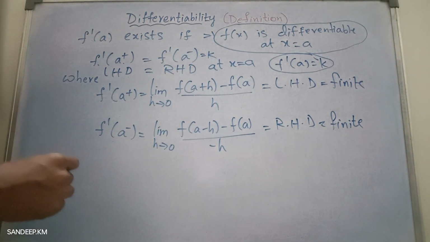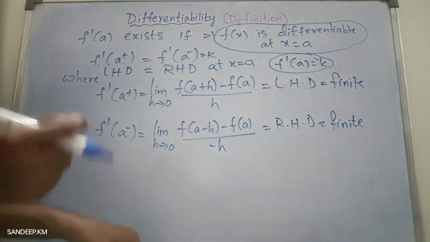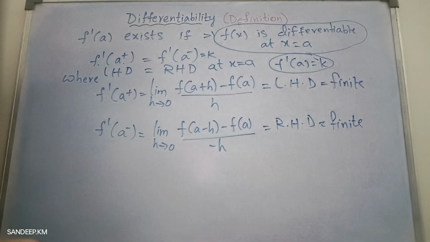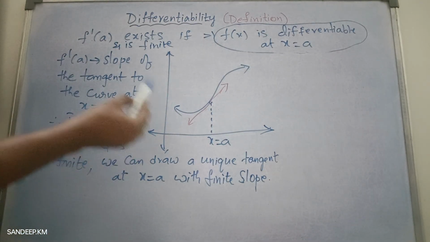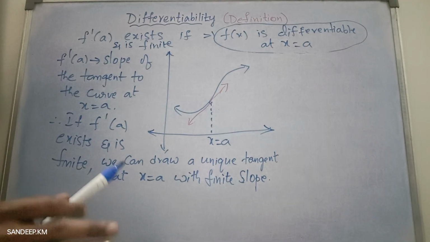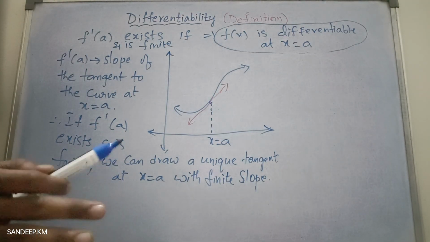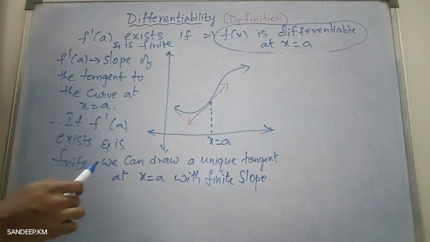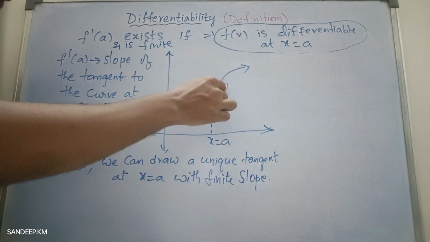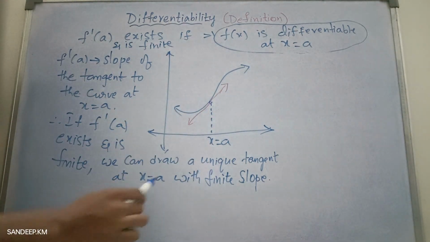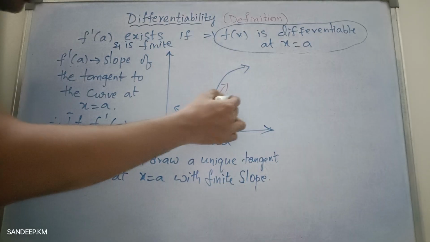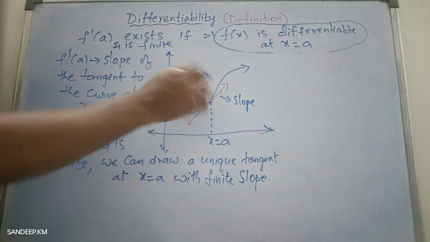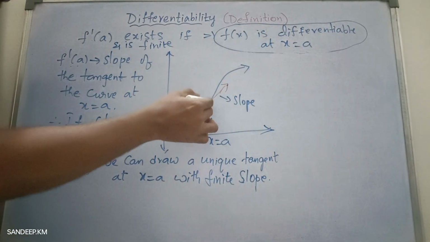Before continuing with the next concept, let us see the geometrical meaning of f'(a) existing. See, dear students, already I told you, f'(a) exists and is finite. So geometrically, what is the meaning of it? Already I discussed that f'(a) is the slope of the tangent to the curve at x = a. So if this is the curve and this is the tangent at x = a, then f'(a) is the slope of this particular tangent to the curve at x = a.